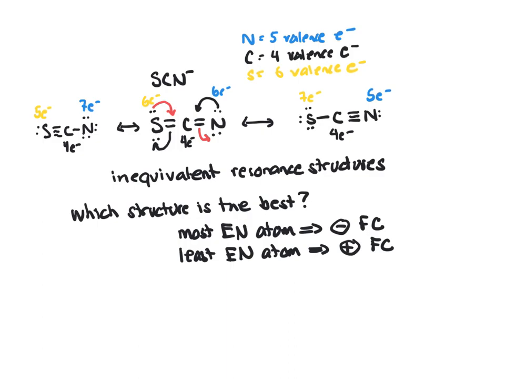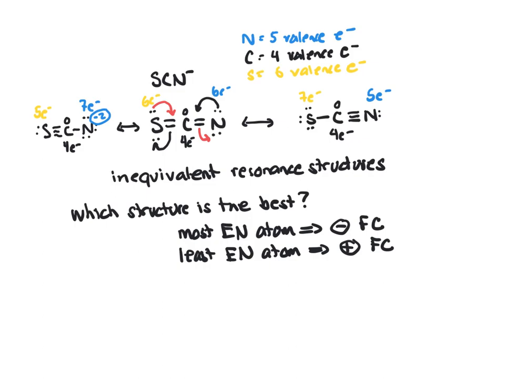So if I then compare for each of these structures, let's look at the nitrogens first. The nitrogen has 7 in this structure. It should have 5, so it has 2 extra. So this has a -2 formal charge, the nitrogen. The carbon has 4 valence electrons, and it gets 4 electrons in this structure, so it's neutral. So in each case, the carbon stays the same, and the carbon is neutral in each case.